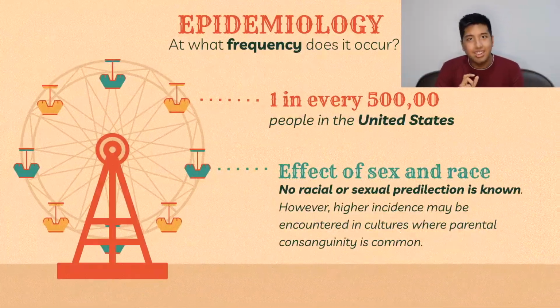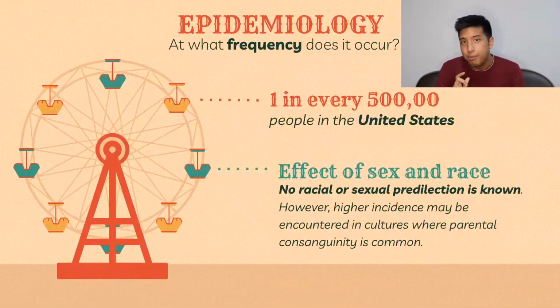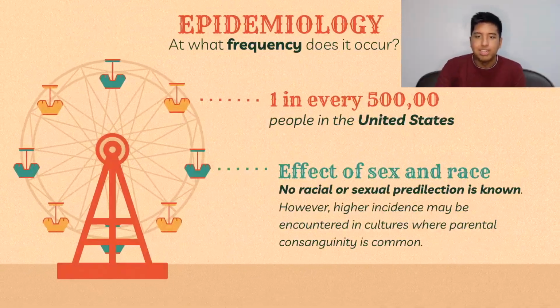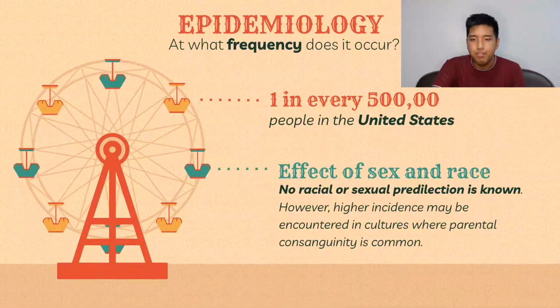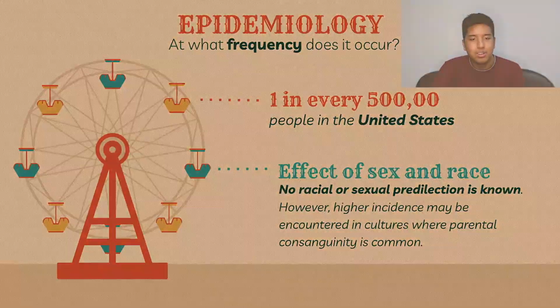Now, after tackling the etiology, or the origin of the disease, we now go to the epidemiology, or the prevalence and frequency of said disease. Studies in the United States have indicated that 1 in every 500,000 people are affected by Harlequin Icthyosis. They have tried to correlate effects of sex and race to the disease, but no racial or sexual predilection has been found or known. However, theoretically, a higher incidence may be encountered in cultures where parental consanguinity, simply put incest, is common.